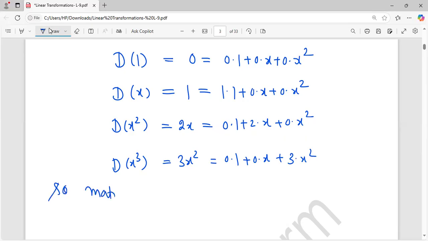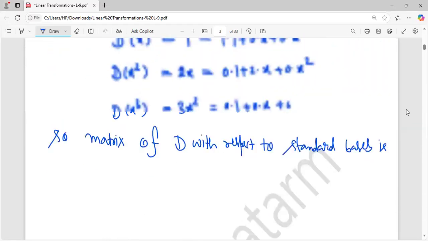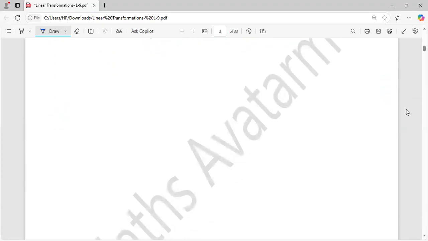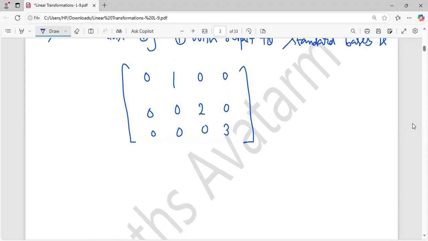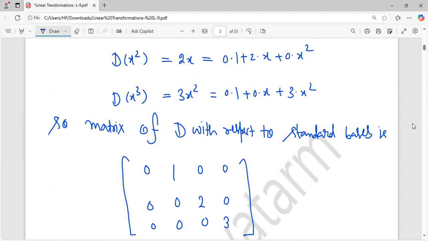So the matrix of T with respect to the standard basis is, what is that? The first column is 0, 0, 0. Then 1, 0, 0. Then 0, 2, 0. Then 0, 0, 3. So the matrix is 0, 1, 0, 0; 0, 0, 2, 0; 0, 0, 0, 3.